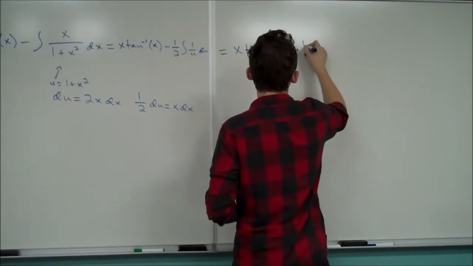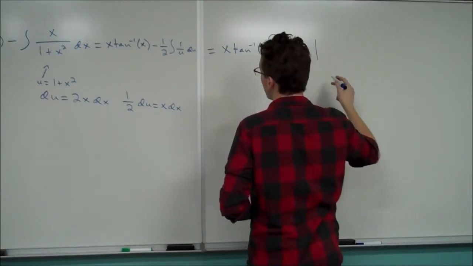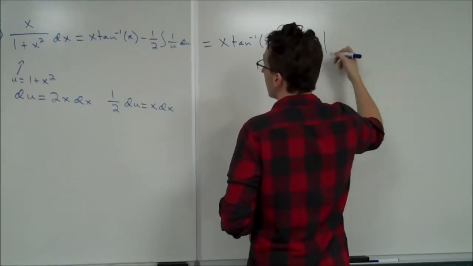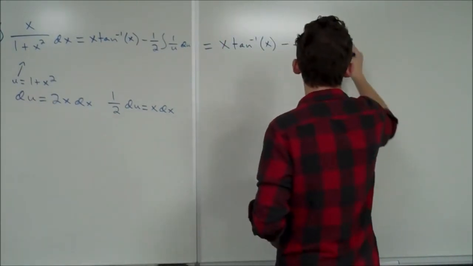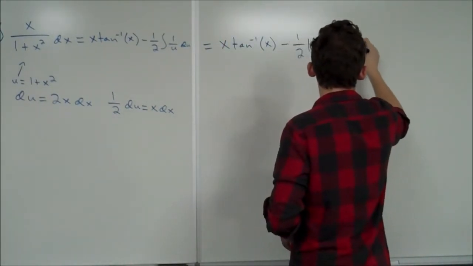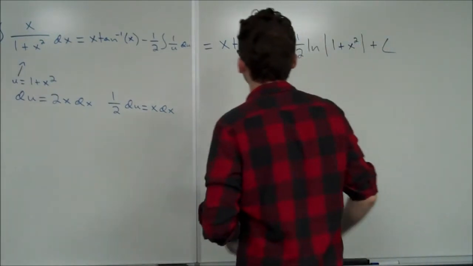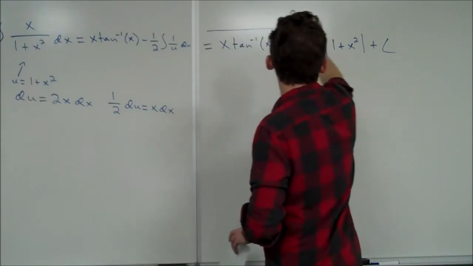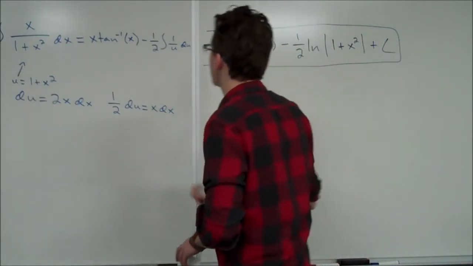So we're just going to get 1/2 ln of the absolute value of u. And because we're going to be substituting back in, we want to give our answer in terms of x. We'll just go ahead and put that directly back in there. And then we won't forget our constant of integration plus c. And so then just after doing IBP once, we've found our antiderivative.